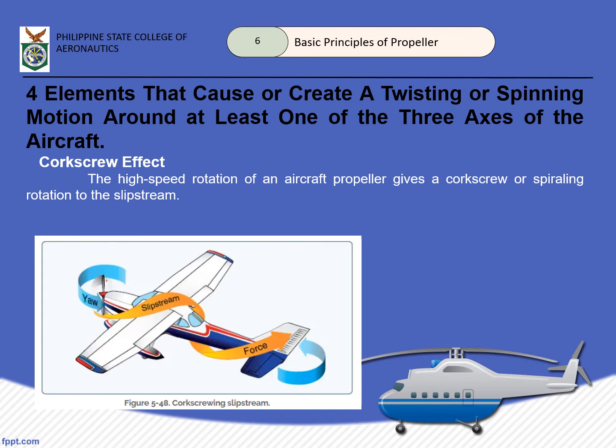Kindly take note that when we increase speed, our spiral gets longer, to the point that the force is no longer as strong, so it is no longer effective. Corkscrew effect is greatest at slow airspeeds and high power settings.